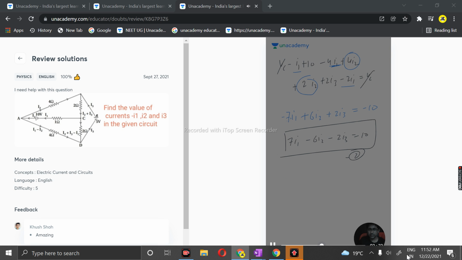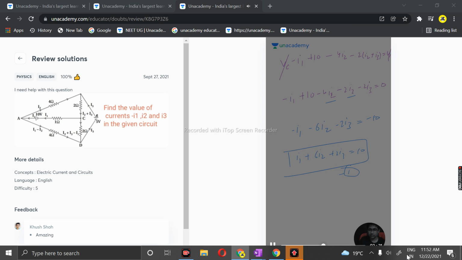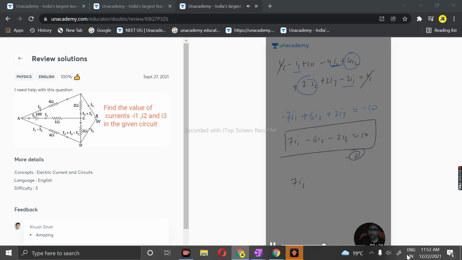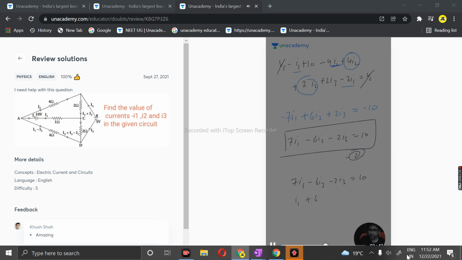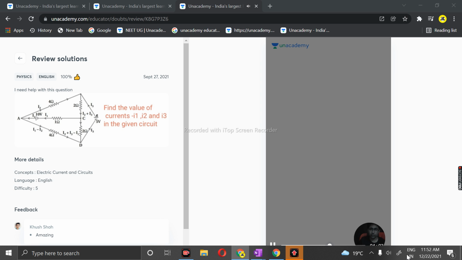Basically this is 6I2 and this is also 6I2. Now let's add both the equations. The first is 7I1 minus 6I2 minus 2I3 is equal to 10, and the next equation is I1 plus 6I2 plus 2I3 is equal to 10. So this cancels out, and we are getting 8I1 is equal to 20. So I1 is coming out to be 2.5 ampere. This is the first answer, that is I1. We have calculated successfully the value of I1.